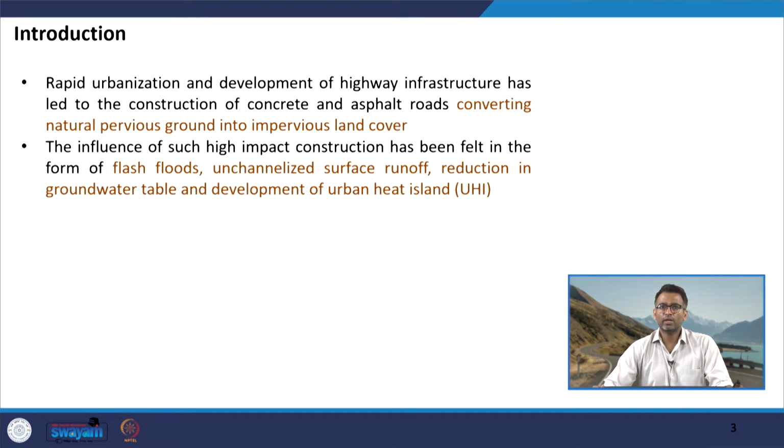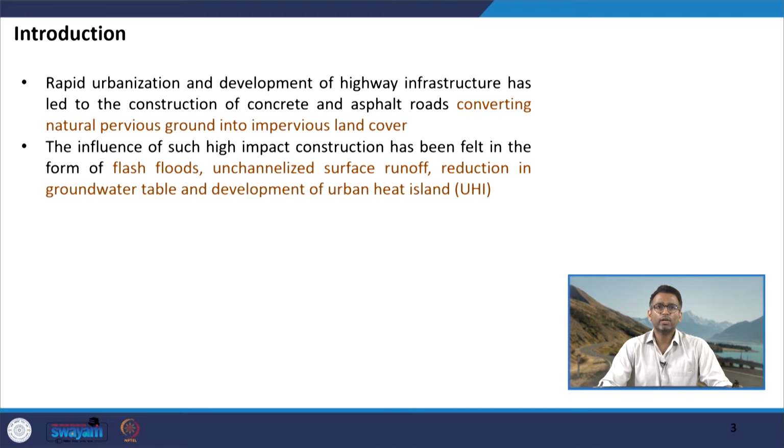This applies both to concrete pavement as well as to asphalt pavement, which we have already discussed, because of their impervious nature, because of their dense configuration. Now, what happens if the natural pervious ground gets converted into a mass which is filled with impervious layers like concrete and asphalt? There are various problems which can come in, including flash floods, including unchannelized surface runoff. So, when there is a rainfall, water does not find an appropriate way to move, which further results in flash floods, which can lead to unchannelized surface runoff.